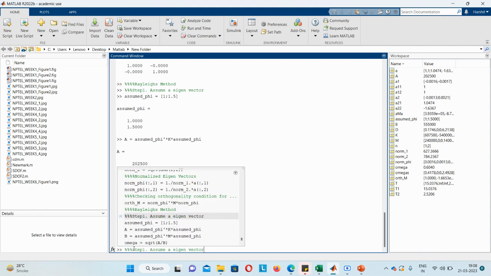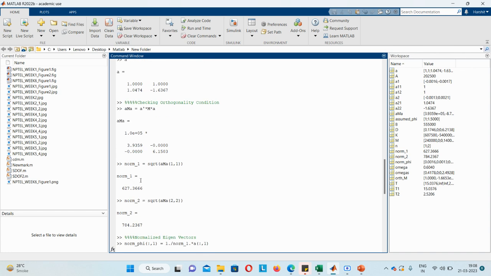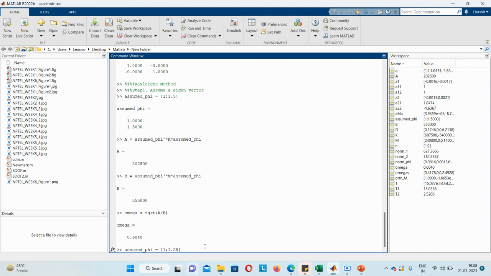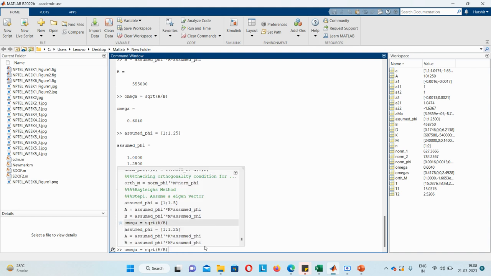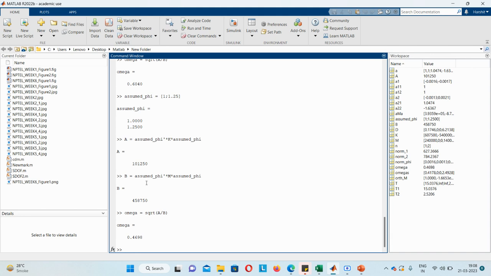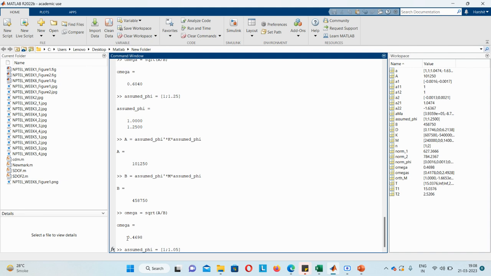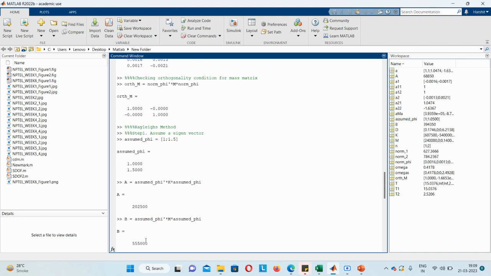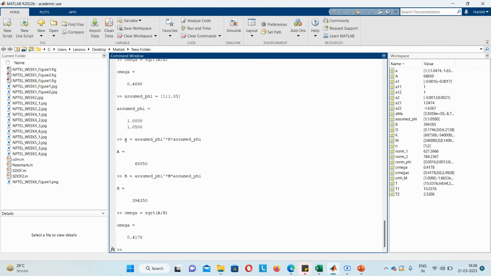Now if we change the assumed phi value to say 0.25, in the actual condition the phi was 1.0. If we reduce the phi value, let's see how the omega value will change. So you can see by getting the assumed deformation matrix close to the actual deformation matrix, we are also getting close to the actual natural frequency. Now let's see if you assume 0.05, so very close to the actual value. So we can see omega is also approximately equal to the actual omega, but it is not getting lower than the actual omega. So this proves that the Rayleigh method gives us the upper bound value of natural frequency.